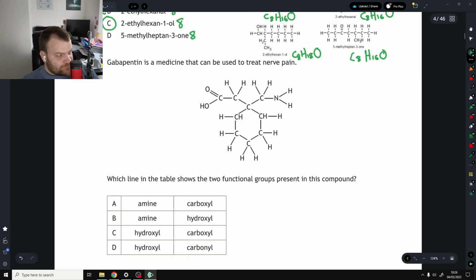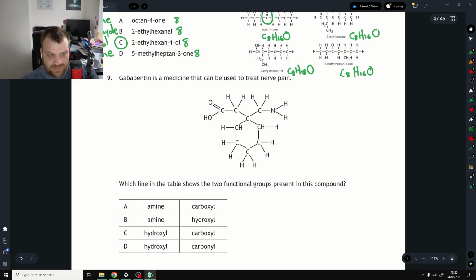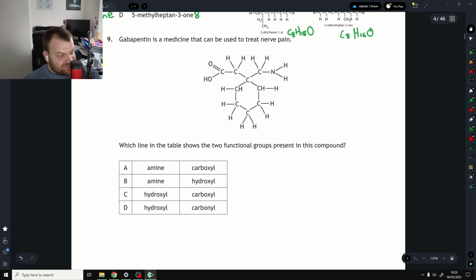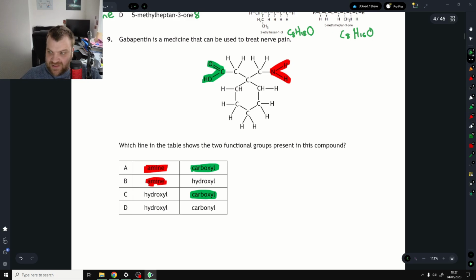Next question. We're asked here about a chemical called gabapentin. We're asked to identify the functional groups present in this chemical. First off, have a C double bond O OH. This is a carboxyl group. Means it has to be one of A or C. We also have an NH2. An NH2 is called an amine group. Therefore, we have amine and carboxyl. Answer has to be A for question number 9.